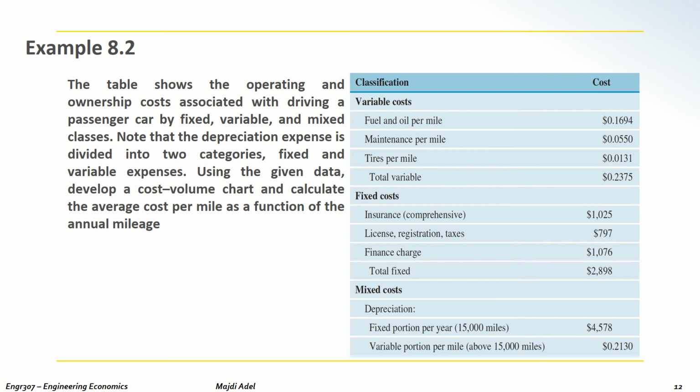Okay. Example 8.2. The table shows the operating and ownership cost associated with driving a car, classified as variable, fixed, and mixed cost.